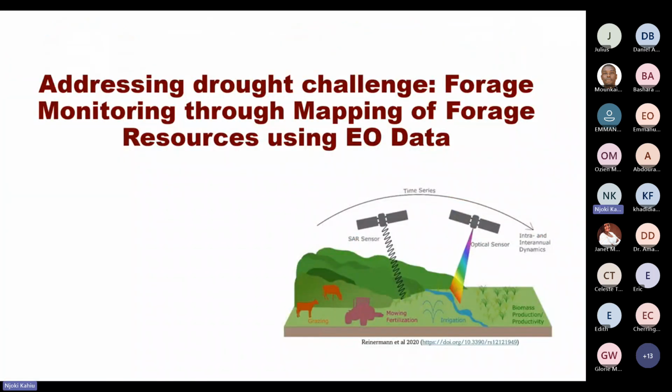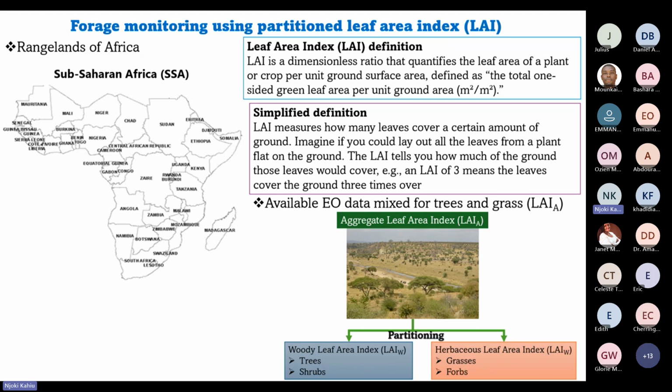Addressing drought challenges, forage monitoring through mapping, through use of Earth observation data. And this is where I'll dive into the project that we have been working on: partitioning leaf area index. So, aggregate leaf area index, when we are getting data from the satellite. I explained the characterization of our rangeland ecosystems, or the savanna, where we have mixed trees and mixed grasses, but also a component of bare ground, which we are not going to be addressing in this context.